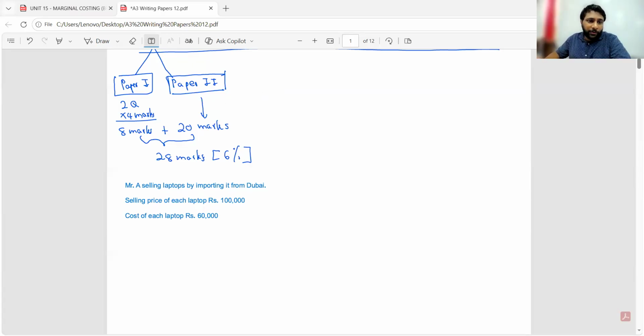So before getting into this one, I want you all to get an idea about the total variable cost. What is the variable cost that we studied in unit number 14? It is the cost which is varying when the activity level changes. If the cost is varying when the activity level changes, that is the variable cost. If the cost is not varying when the activity level changes, it is the fixed cost.